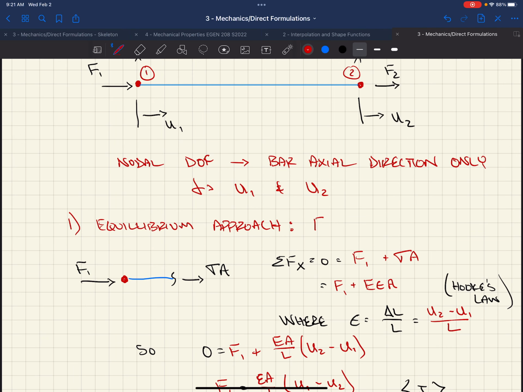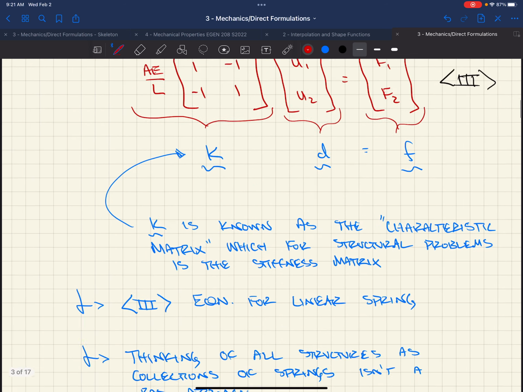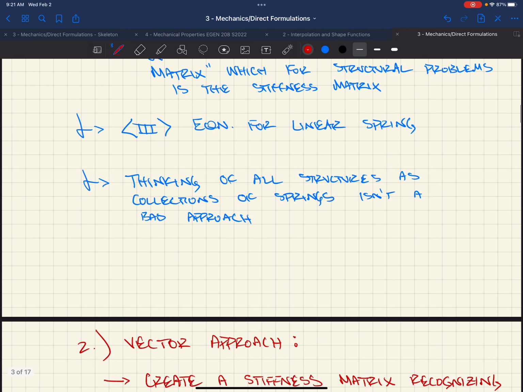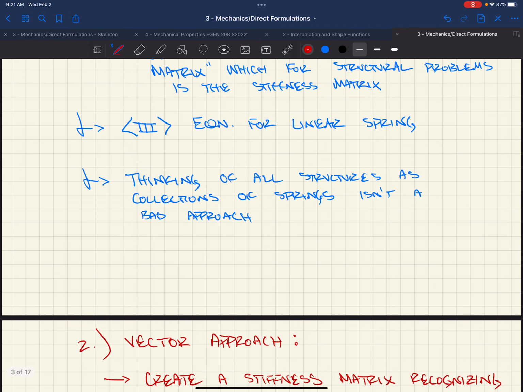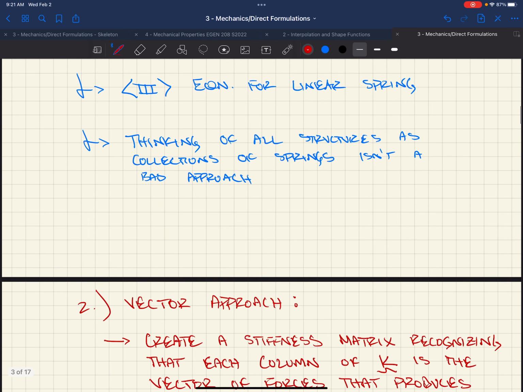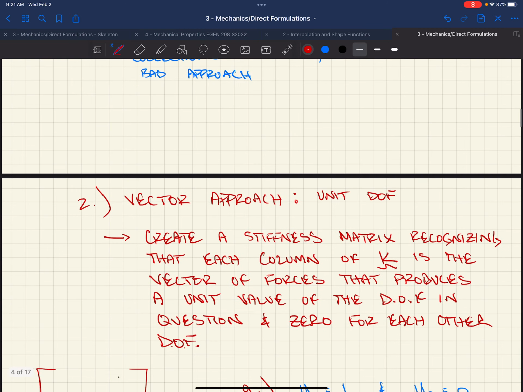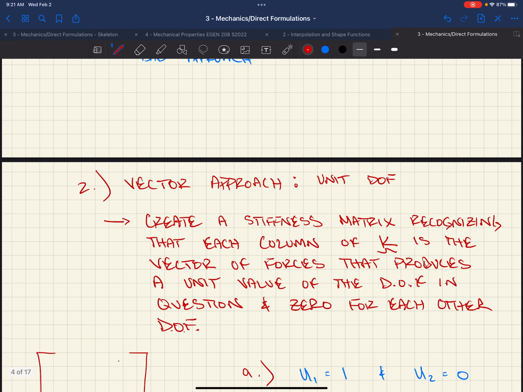For this one, we would say this is a free body diagram at our nodes. The vector approach is a unit degree of freedom approach. What do we do? Well, we create a stiffness matrix, recognizing that each column in our K matrix is the vector of forces that produces a unit value of degree of freedom in question and 0 for each other degree of freedom.